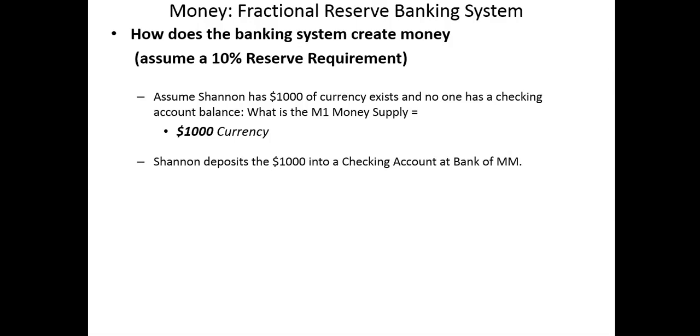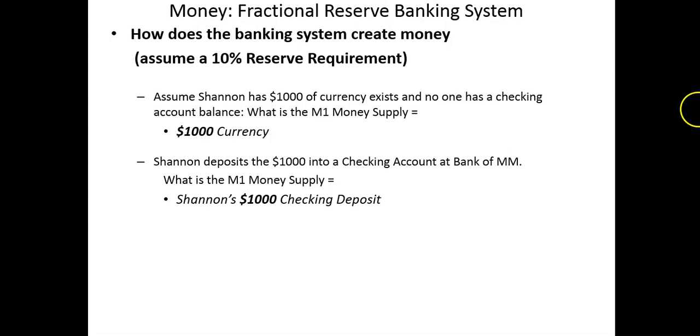Okay, so what's the money supply now? Well, the money supply is still $1,000. It's just not currency anymore. The currency's sitting in the vault. But it is in the form, as far as the money supply, of the checking account that she can write checks on or use a debit card to access. Okay, so no money is created yet, right? So it's still $1,000.